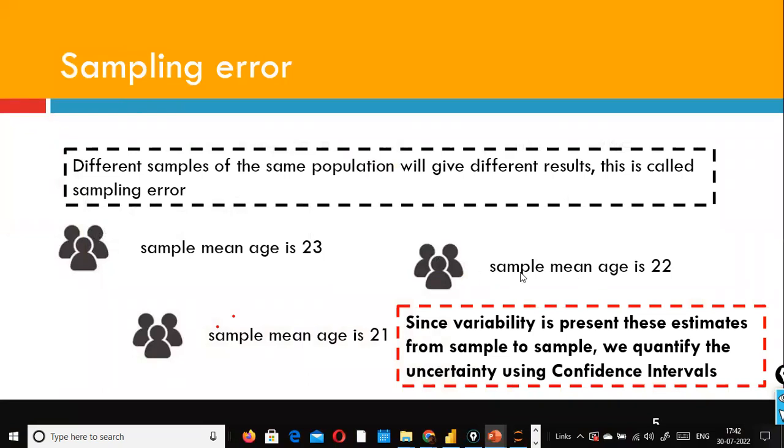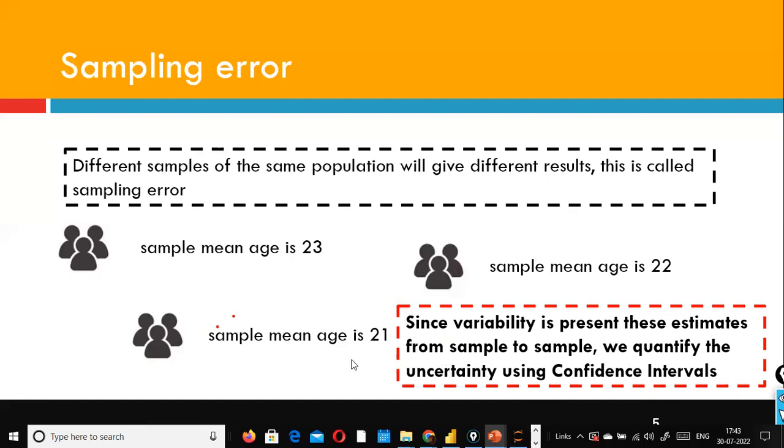And let's say now you are doing one thing. You are challenging, saying it cannot be that the average age is 23 for all the students. I will run another survey with another randomly sampled 20 people. According to his sample, it's 22. According to these other people's sample, it's 21. Sample to sample, the age is varying. Since variability is there from one sample to another, we quantify the uncertainty using confidence intervals due to the variance.